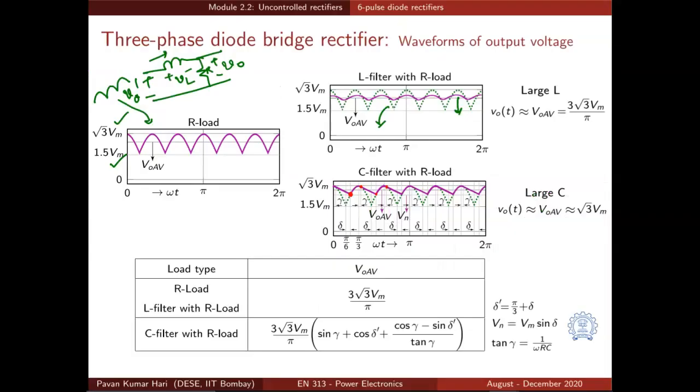The average value of output voltage for this case is given by this expression, which is a function of gamma and delta dash of course for a given Vm, and delta dash is pi by 3 plus delta, and again tan gamma is 1 by omega RC. Delta can be solved by following the method described earlier.